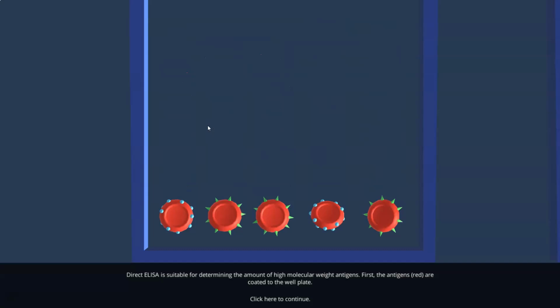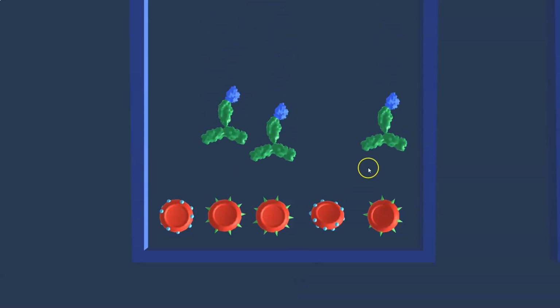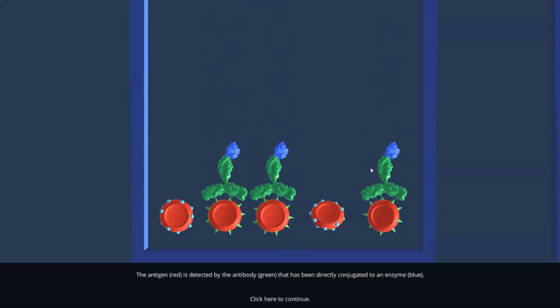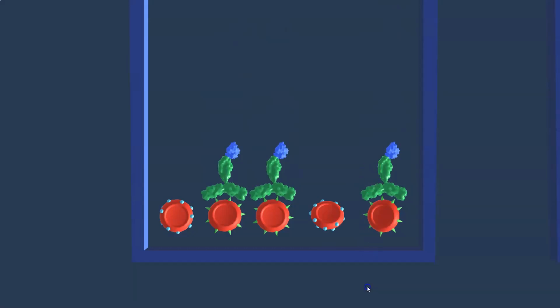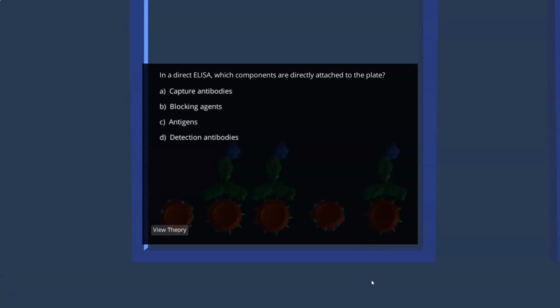Direct ELISA is suitable for determining the amount of high molecular weight antigens. First, the antigens are coated to the well plate. The antigen is detected by the antibody that has been directly conjugated to an enzyme. In a direct ELISA, which components are directly attached to the plate?